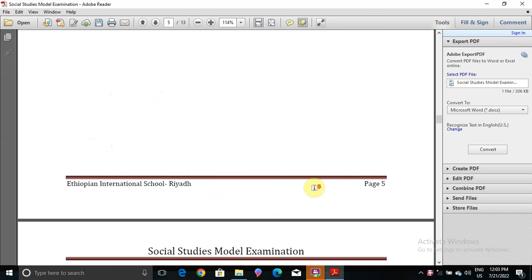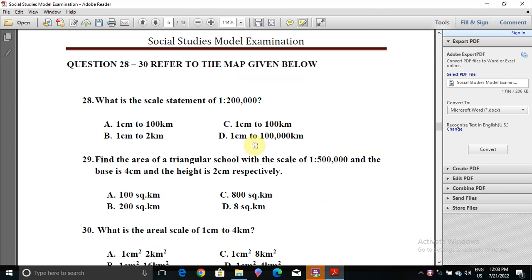Now question number 28, what is the scale statement of 1:100,000? Here for the scale statement, we divide 200,000 by 100,000, then what you will get here is 1 centimeter to 2 kilometer.